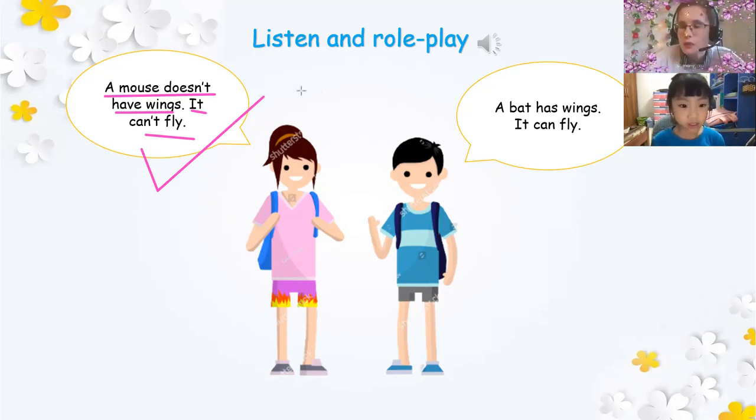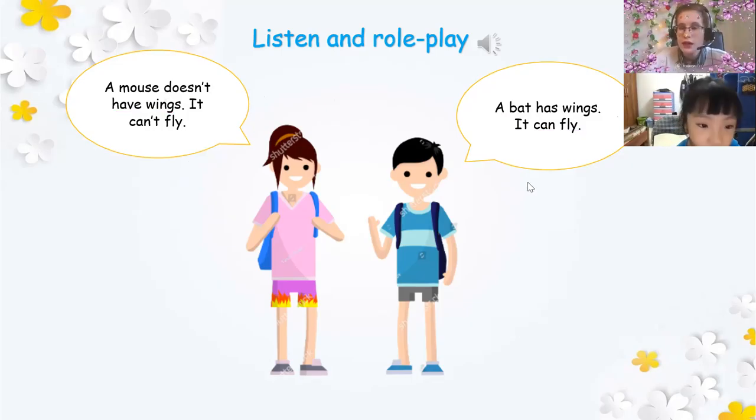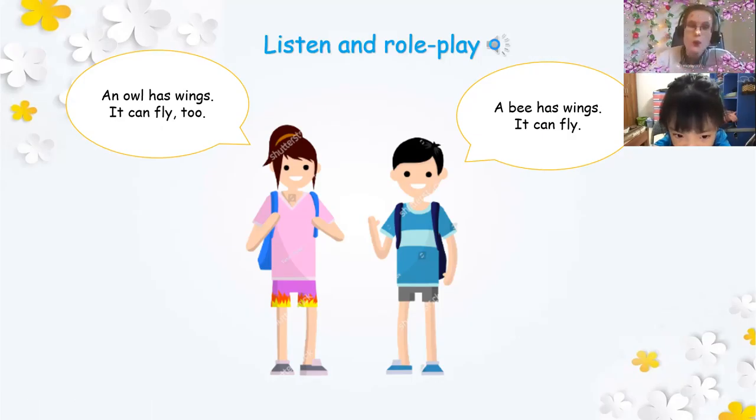Nice. Woo! A bat has wings. It can fly. Yes. It can fly. Good job. Okay, the bat can fly. The mouse cannot fly. Good work. All right, let's go. Listen. A bee has wings. It can fly. An owl has wings. It can fly too. Good job.